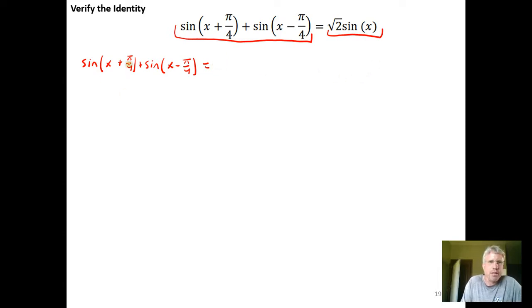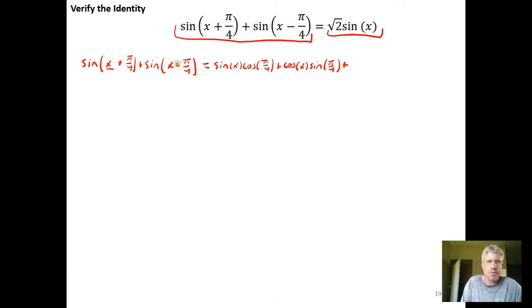So I'm going to use my sum identity for the sine function, which says that the sine of the first angle, x, times the cosine of the second angle, which is pi over 4, plus the cosine of the first angle, which is x, times the sine of the second angle, which is pi over 4. The sum identity for sine says that this statement here is equivalent to this statement here, so I can substitute this for this. And then I'm going to put my plus from right here.